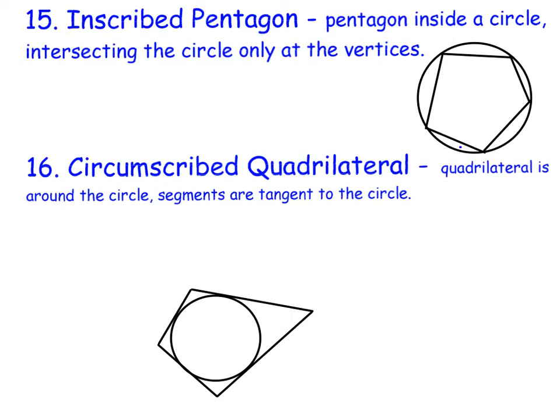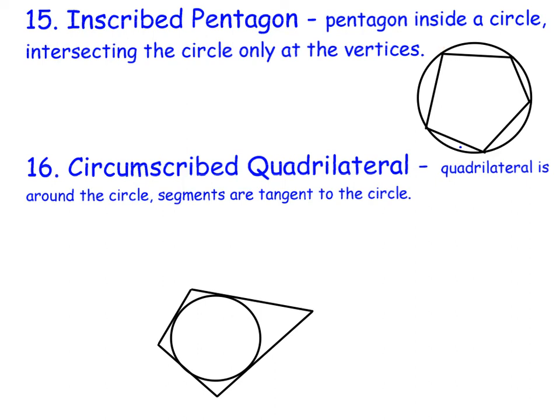All right, our last 2 words here. The first one, you have an inscribed pentagon. Inscribed is a pentagon inside a circle, intersecting the circle only at the vertices. If you look at this picture over here, you have a pentagon, 5 sides. It's inside, so that's how I remember. It's inscribed in a circle, and the vertices touch the circle only at 1 point.